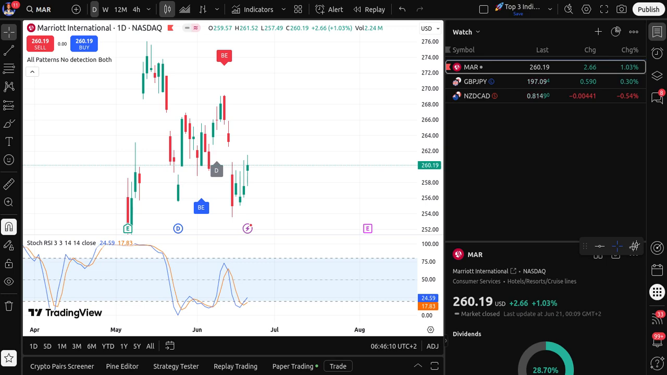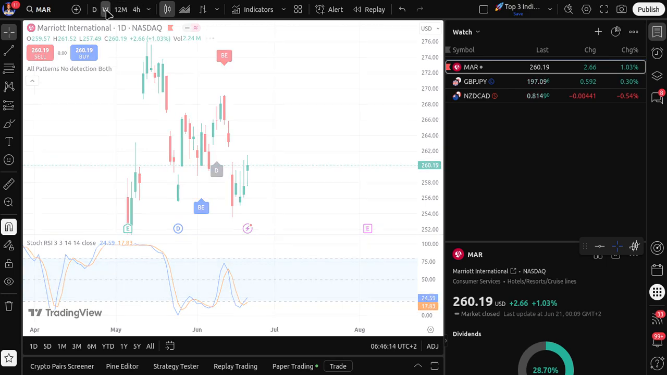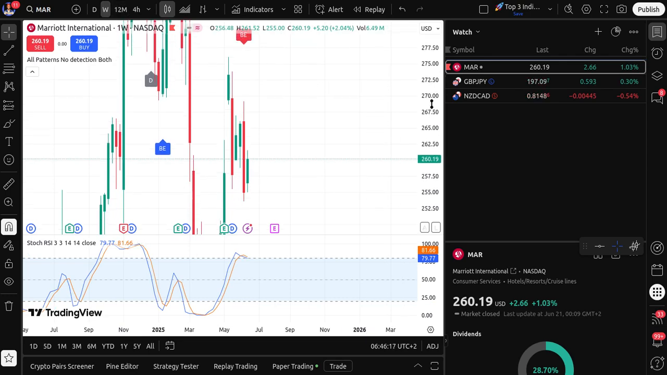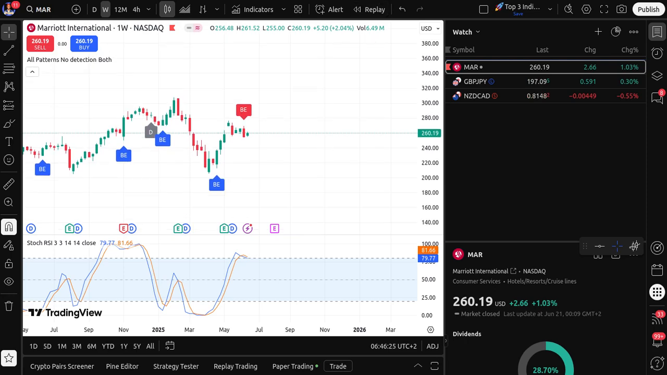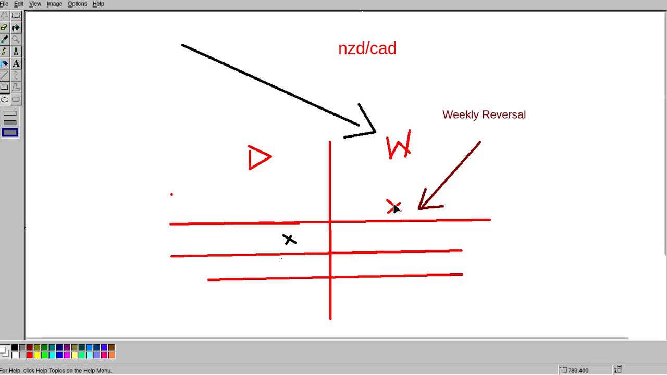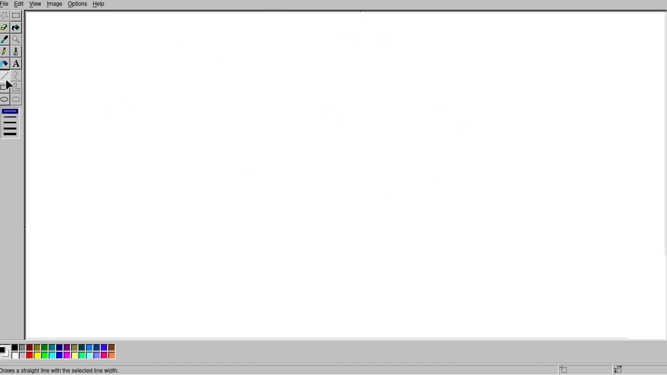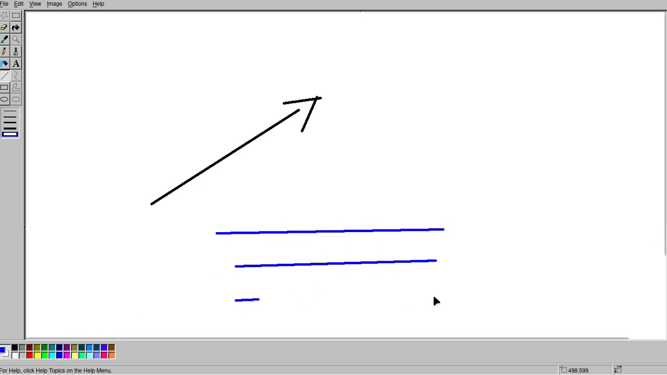All right, so in the Marriott Hotel example, we have a weekly reversal. Okay, a weekly reversal. Which is the weekly reversal? This one here. Okay, so we're going to look at the Marriott Hotel. Again, this is the price. These are the levels.